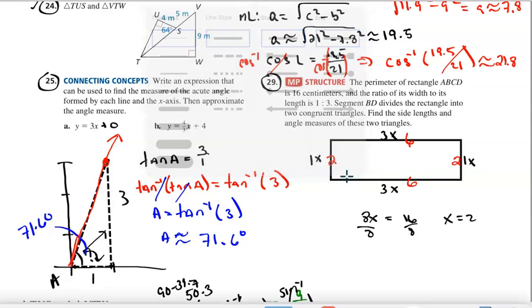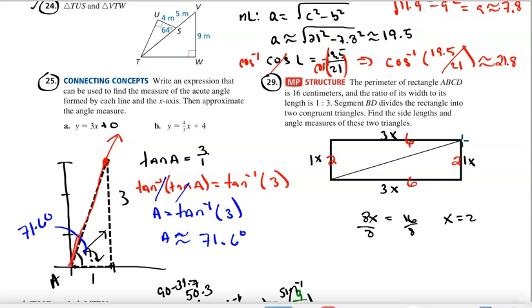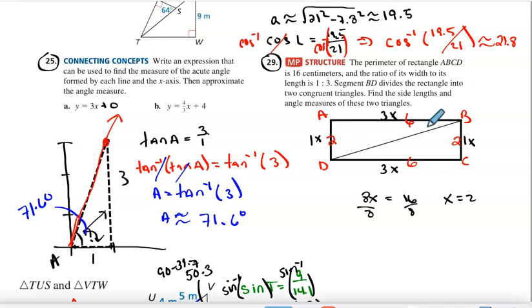So we have a diagonal cut here. So segment BD. So we have A, B, C, D. So BD divides the rectangle into 2 congruent triangles. Okay, cool. And so 2, 6. Find the side lengths and angle measures of the 2 triangles. Okay, so the side lengths, we got 2, 6. We got that, check.